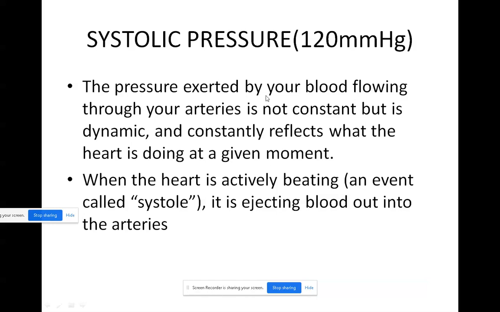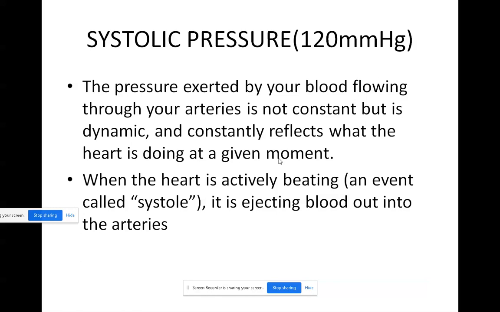The pressure exerted by your blood flowing through your arteries is not at all a constant value. The pressure value will be varying in the blood flow in the heart blood vessels. It is dynamic, that is changing, and constantly reflects what the heart is doing at a given moment. When the heart is actively beating, that is systole, it is ejecting blood out into the arteries.